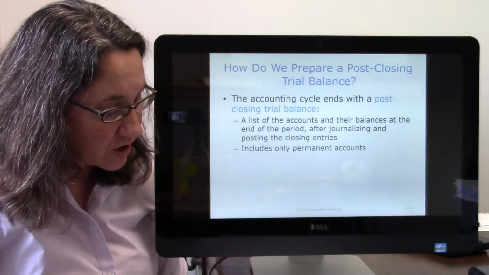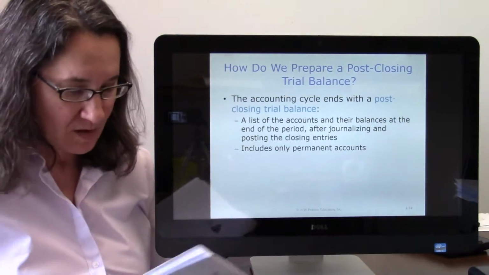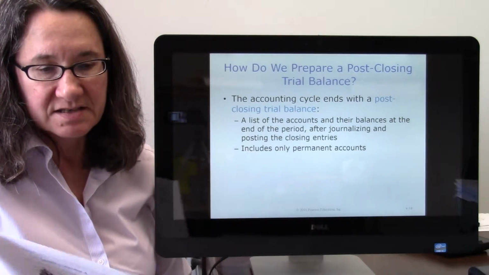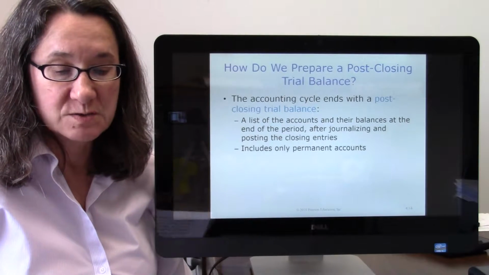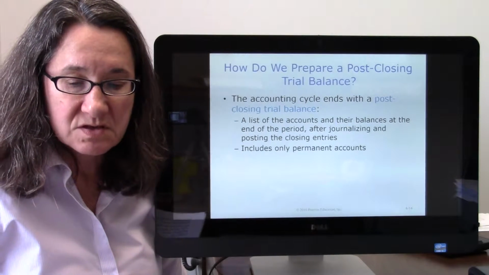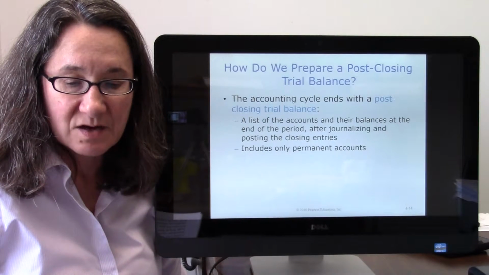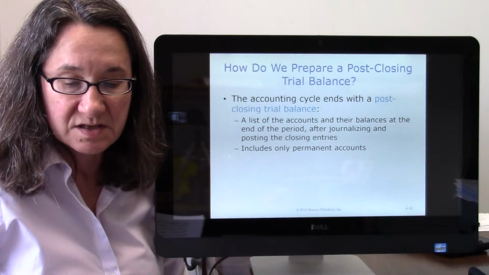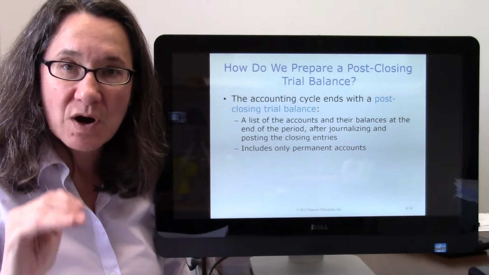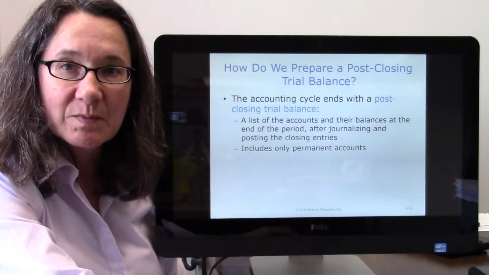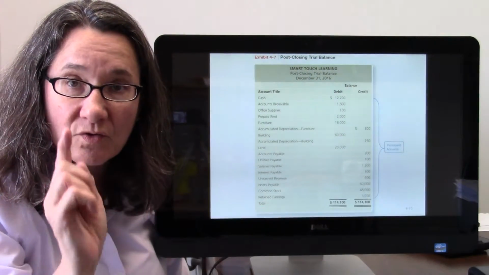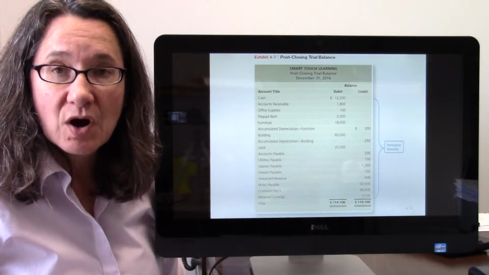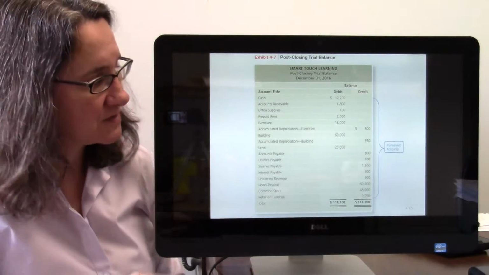So we do a post-closing trial balance. After closing entries are recorded and posted, the accounting cycle ends with a post-closing trial balance. The post-closing trial balance is a list of the accounts and their balances at the end of the period after journalizing and posting the closing entries. It should include only permanent accounts. So remember, the temporary accounts are the ones we closed: revenues, expenses, income summary, dividends. The permanent accounts are the things that are going on the balance sheet.